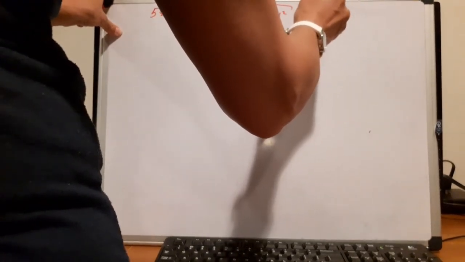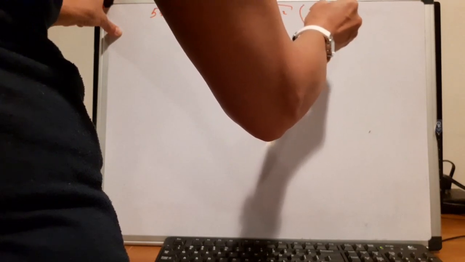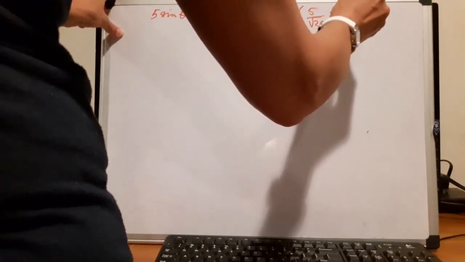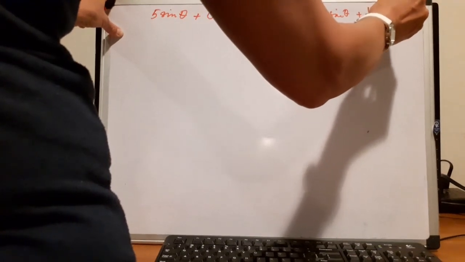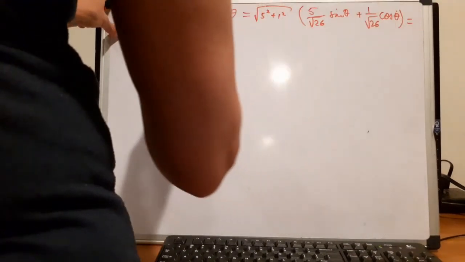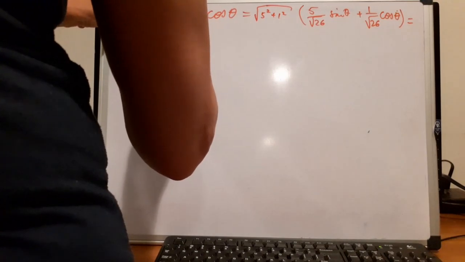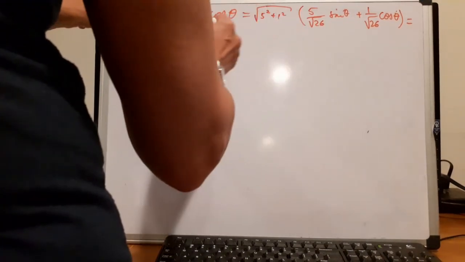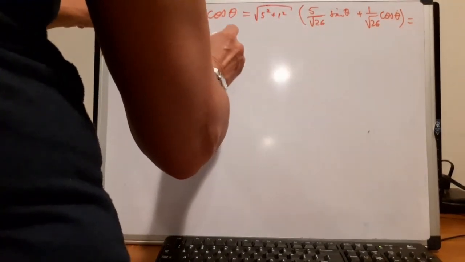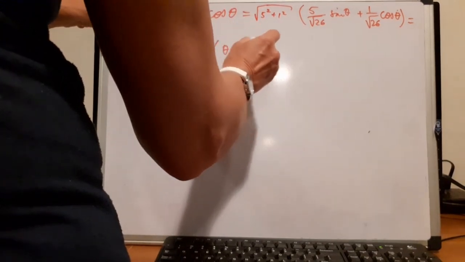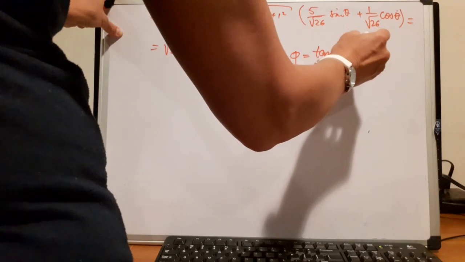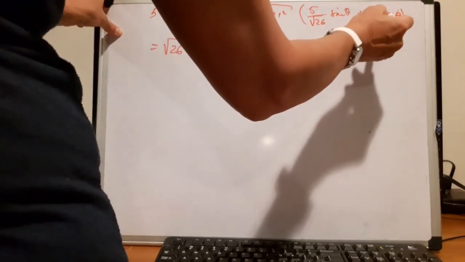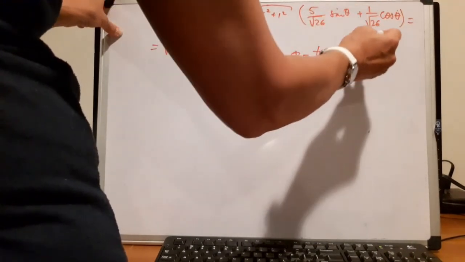So in parentheses, I'm going to have 5 over square root of 26 sine of theta plus 1 over square root of 26 cosine of theta. And writing down square root of 26 instead of this expression, I'm going to have sine of theta plus phi, and phi is going to be tangent inverse of 1 over 5. This one, which is sine, over this one, which is cosine.